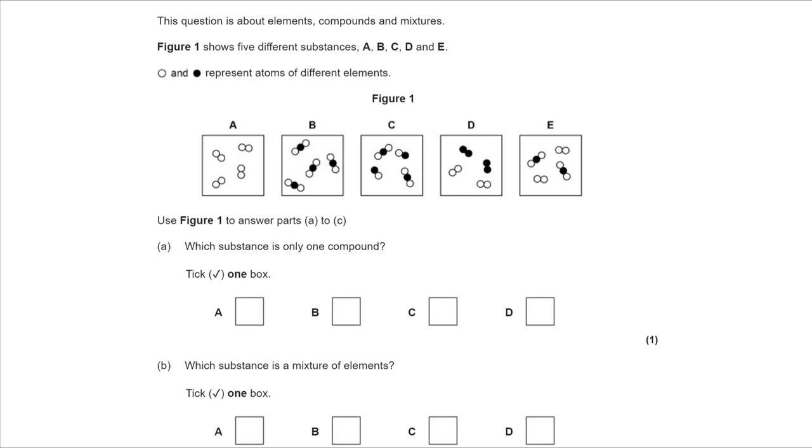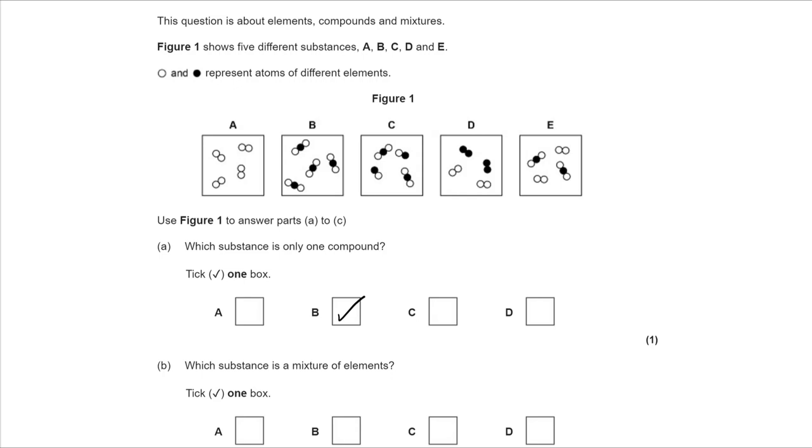So what we've got to do here is recognise what the difference is between a compound and an element. We are looking for something where there is more than one type of atom chemically combined, and the only place where we have that is B, where it's not mixed with something else.